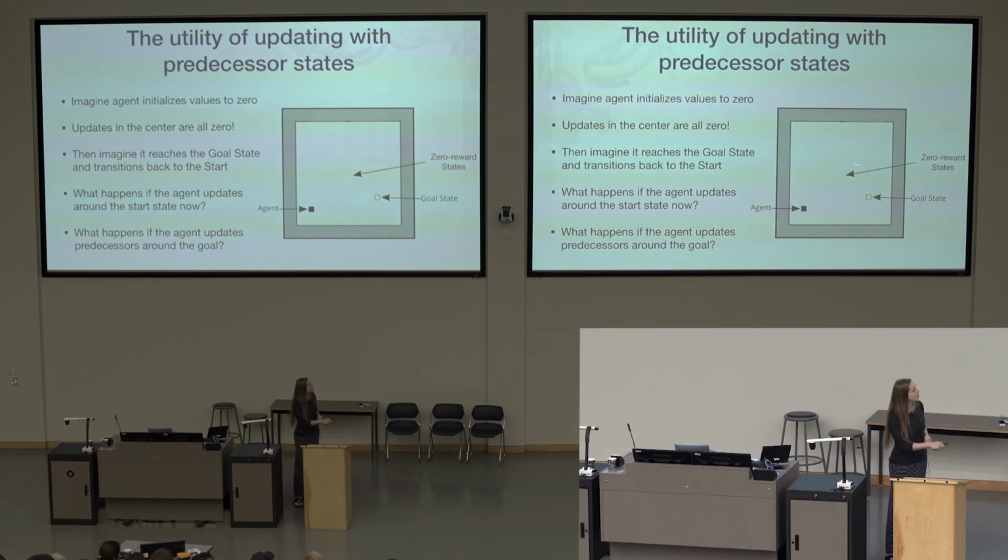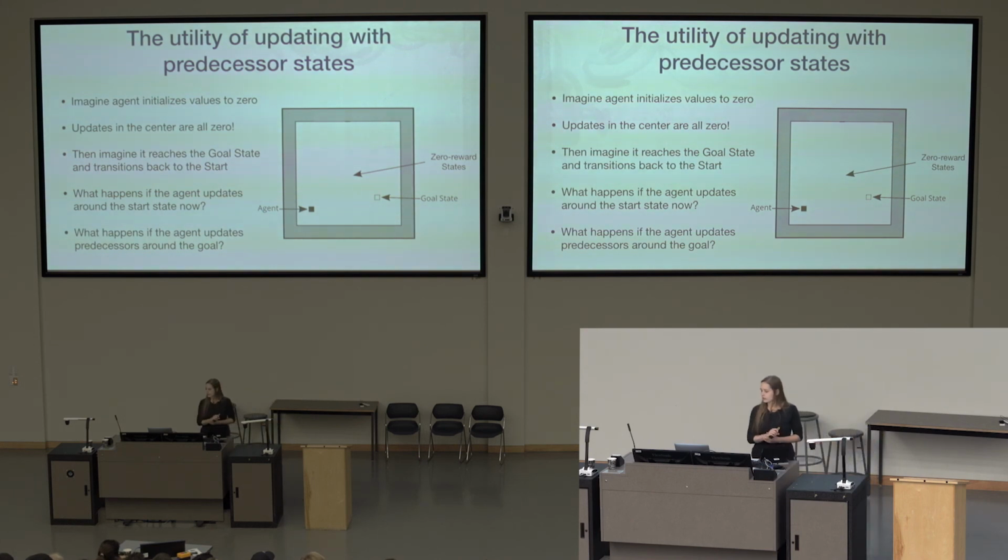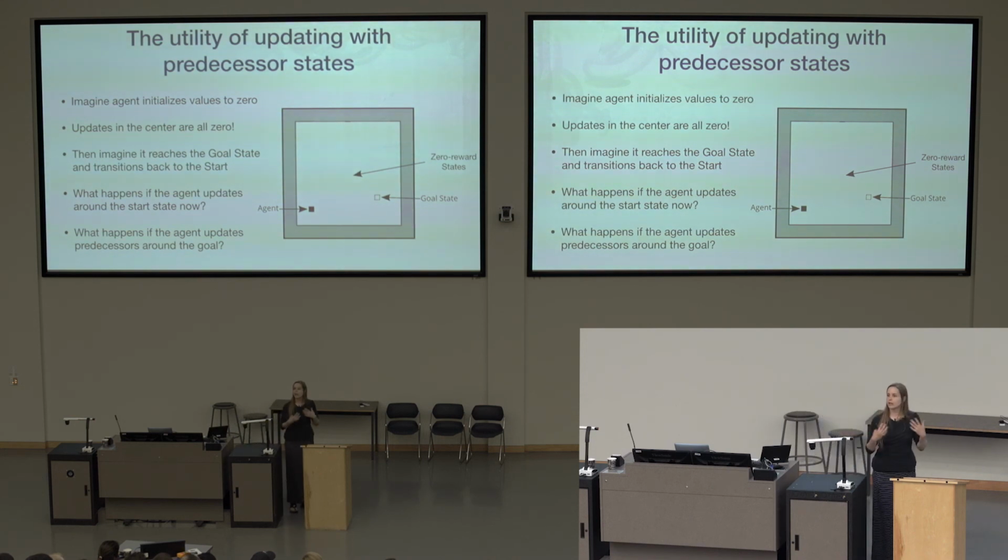Okay, so let's imagine just wandering around learning nothing, and then it's going to reach this goal state, and then it's going to transition back to this start state. Okay, so I want you to think about the answers to these two questions. What if the agent updates around the start state after it transitions from that first episode, and what would happen if the agent updates around this goal state? So very first for this one, what happens after this first episode when the agent updates around the start state? Using the planning update. So when I mean update, I mean it's going to do a bunch of planning updates in the background. It's going to update a bunch of states here. What do you think is going to happen?